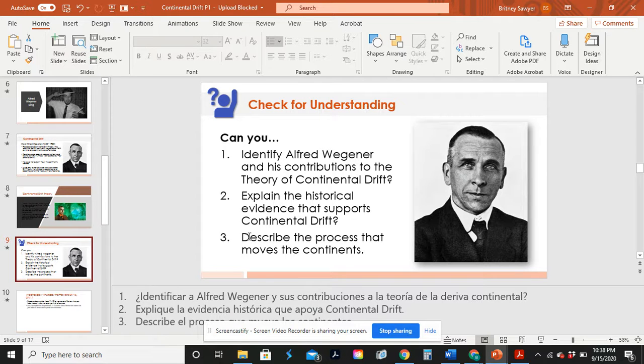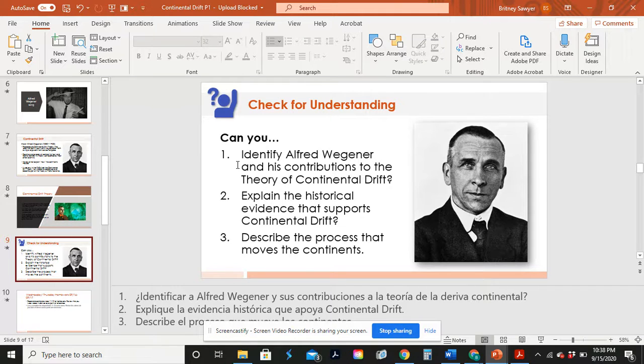Once again, if you don't understand what is being written here, refer back down here. Can you identify Alfred Wegener and his contributions to the theory of continental drift? So what were some of the things that he asked and formulated that were actually true? You can refer back to that previous video to get your answer. Explore the historical evidence that supports continental drift. Where did they match up? What was shown in two different continents?